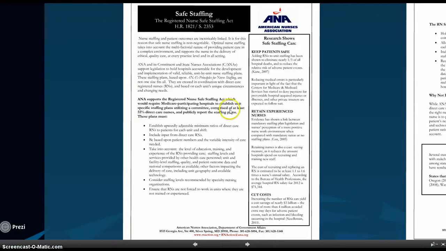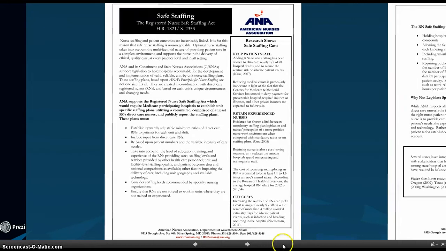And the Safe Staffing Act, they actually do it based on a committee of at least 55% direct care nurses who publicly report their staffing plans. So this is actually what I read before in the beginning of the presentation about the requirements by the ANA and the Joint Commission.